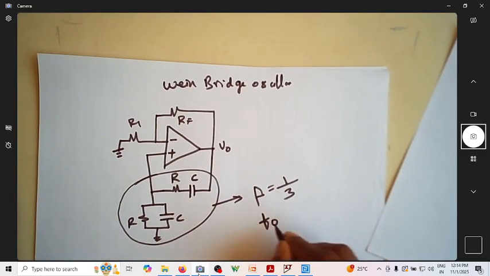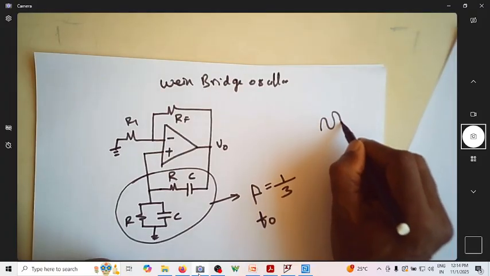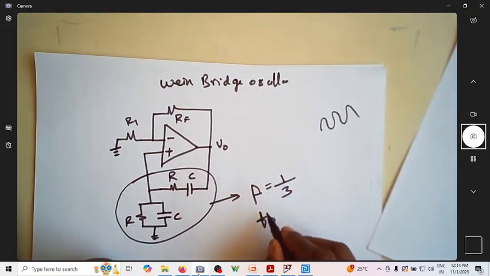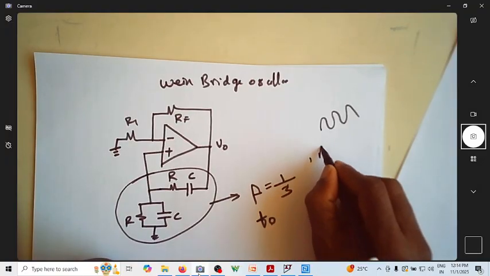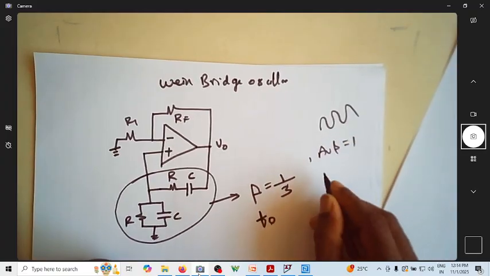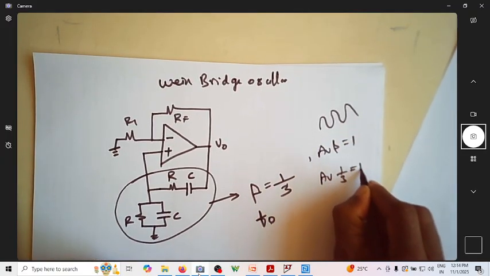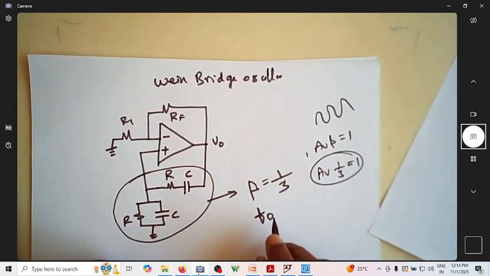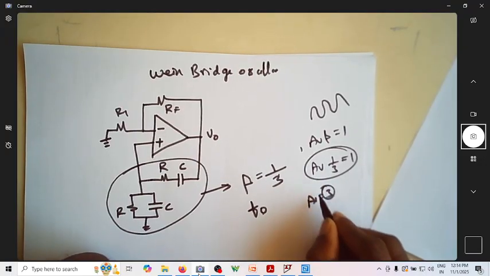You call it F naught. So there is a particular frequency of oscillation. Only at that frequency of oscillation F naught, this beta is 1 over 3. How do we make this A_V beta equal to 1? So A_V beta is what? 1 over 3 should become 1. So when is this equation satisfied? This is satisfied when A_V is equal to 3.